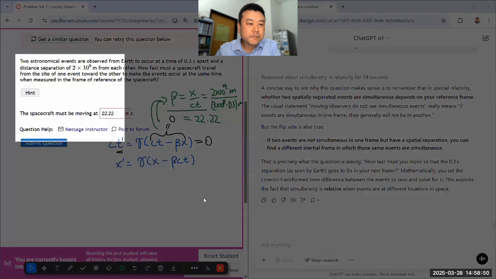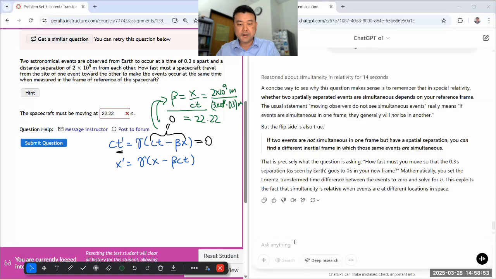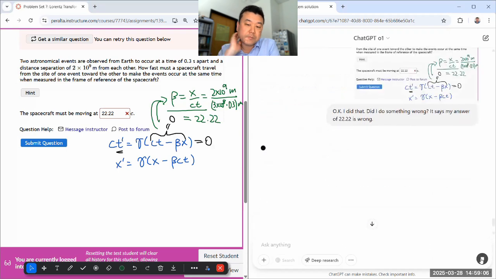And I'll ask, okay, I did that. Did I do something wrong? It says my answer of 22.22 is wrong. I wonder if ChatGPT will also point out that any number bigger than 1 is unphysical. I'd be impressed if it figures out my algebra mistake. This handwriting stuff, it's been hit or miss if it follows my steps. Some of it could be just disorganization in how it's written.